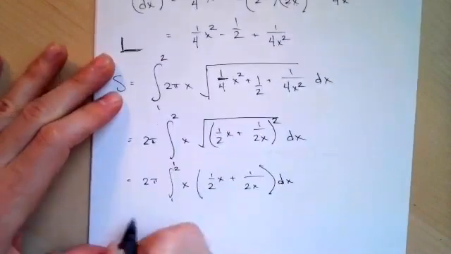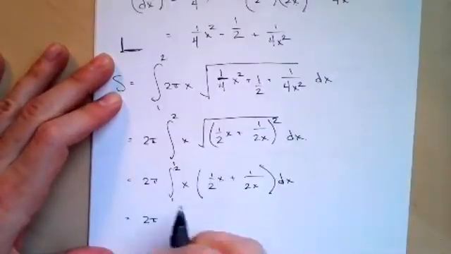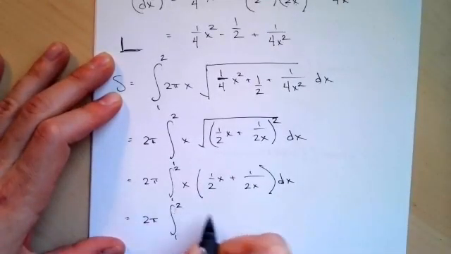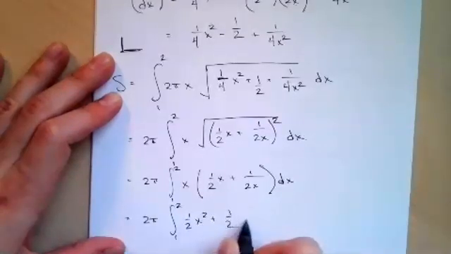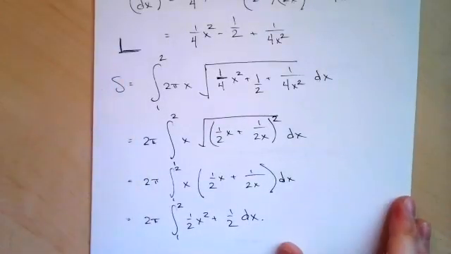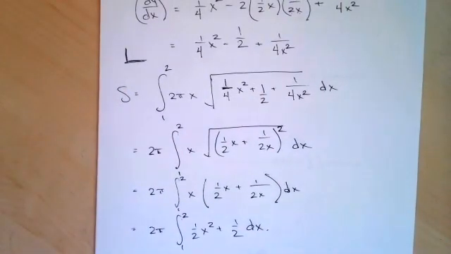And so, of course, we're left with now an integral that's doable. 1/2 x squared plus 1/2. And that guy should be easy enough for you guys. So any questions on these?